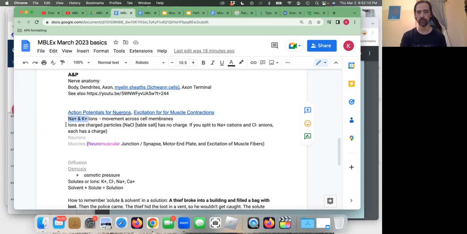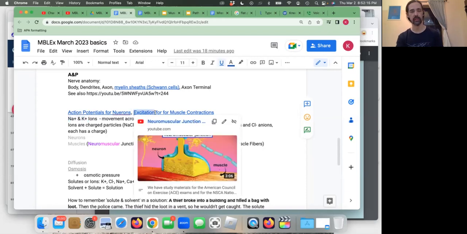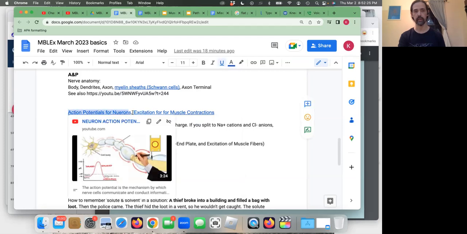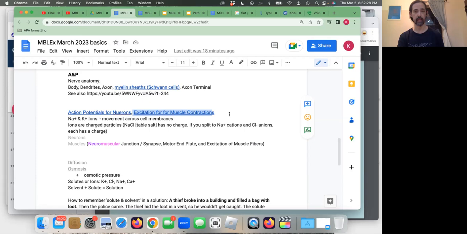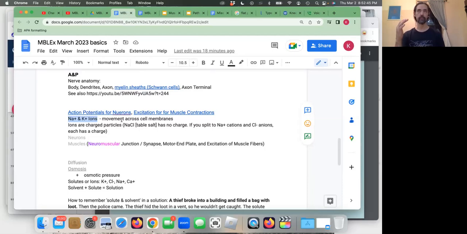Ions are charged particles. A similar thing happens in muscle cells, but the process is not called action potentials. It's called excitation. Muscle cells are excited. They undergo excitation. Action potentials in neurons, excitation in muscles. Contraction is the result of excitation in muscles. Sodium and potassium ions are the primary positive ions, which move across the cell membranes, that's into the cells, in order to raise the inner charge of the neuron or the muscle to a positive level.